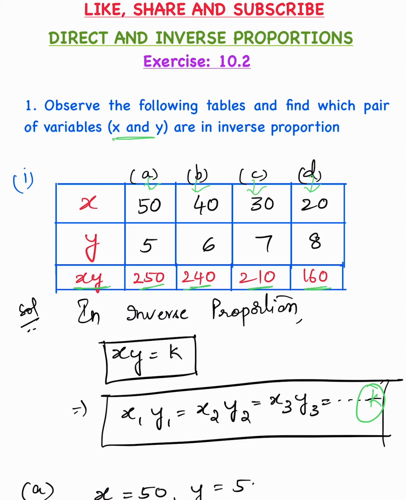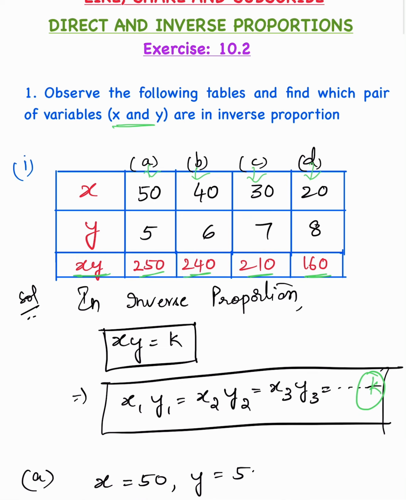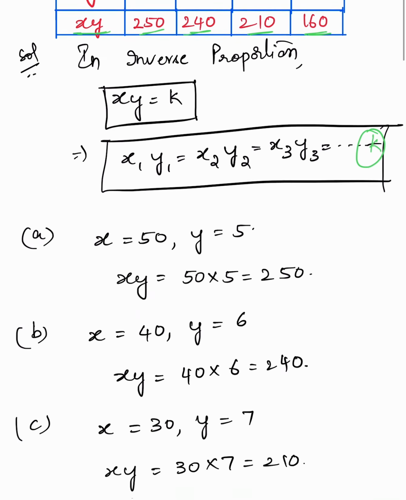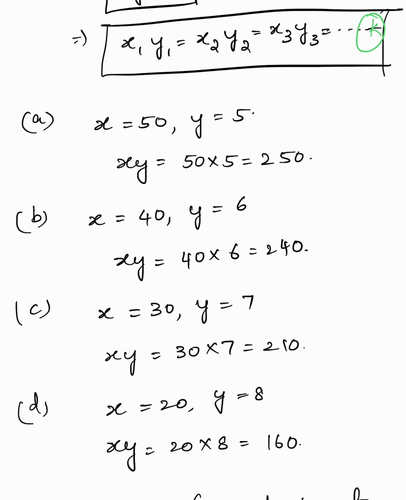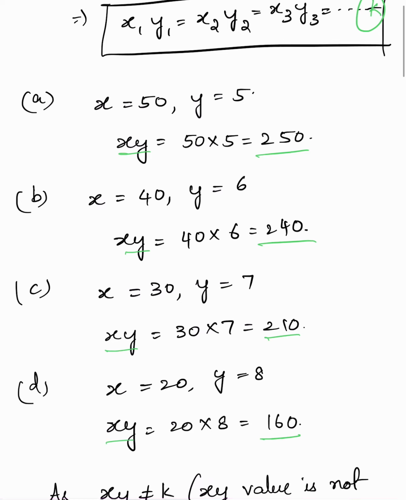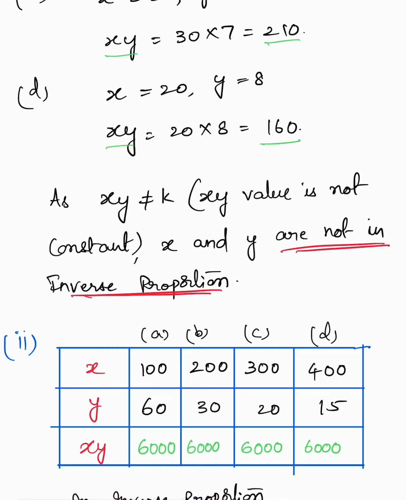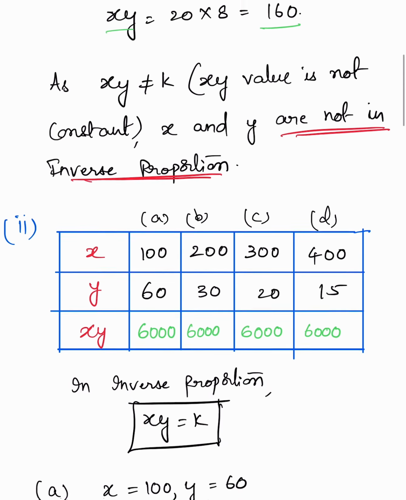Here all the xy values are different. They are not equal. So we know that because xy is not equal to constant, x and y here are not in inverse proportion. So we can write the same here: xy is 250 here, xy is 240, xy is 210 and xy is 160. Because xy is not equal to constant, x and y are not in inverse proportion.